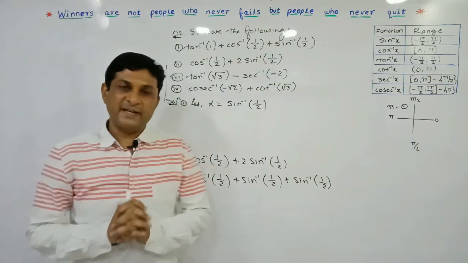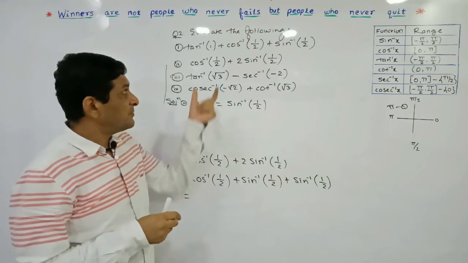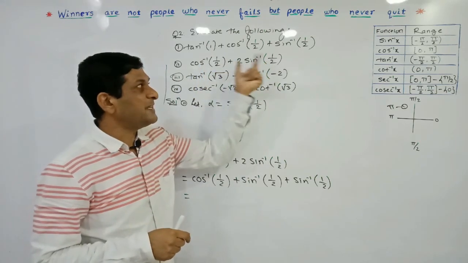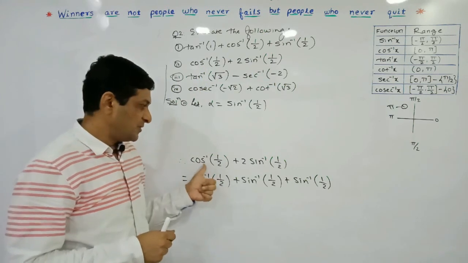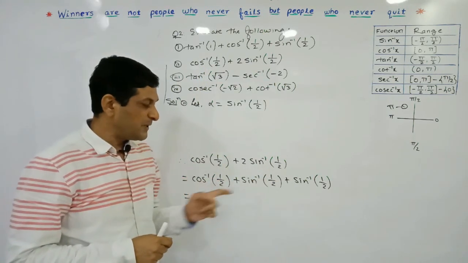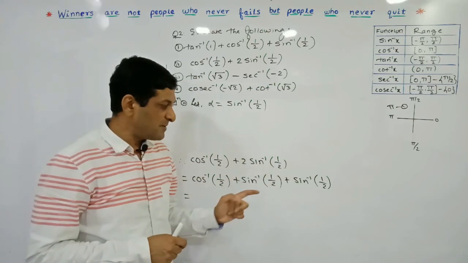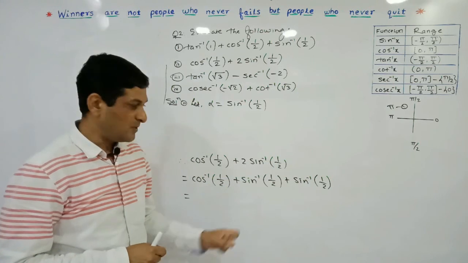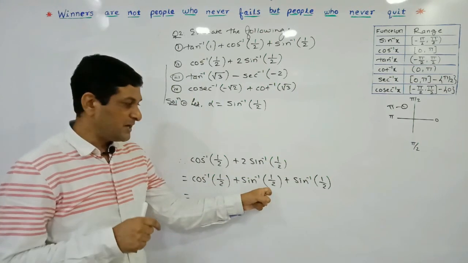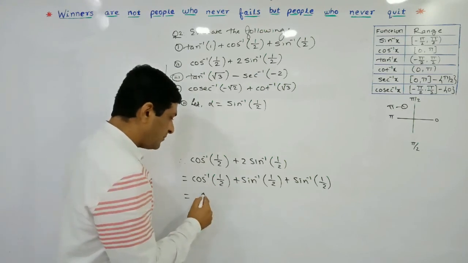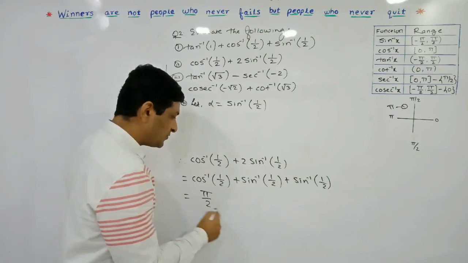Now see the second example. In this second example, we have to find the value of what? Cos inverse of 1 by 2 plus twice sin inverse of 1 by 2. So here we have considered this expression. Cos inverse of 1 by 2, keep it as it is. Twice sin inverse of 1 by 2 can be written as sin inverse of 1 by 2 plus sin inverse of 1 by 2. Now according to our property, sin inverse of x plus cos inverse of x can be replaced by what? Pi by 2, according to one of our properties.